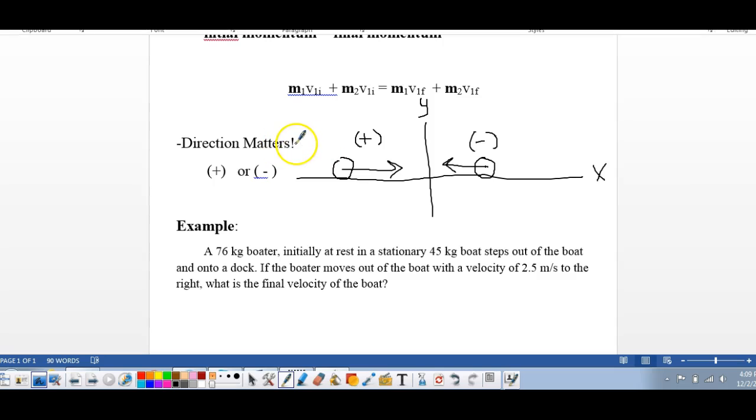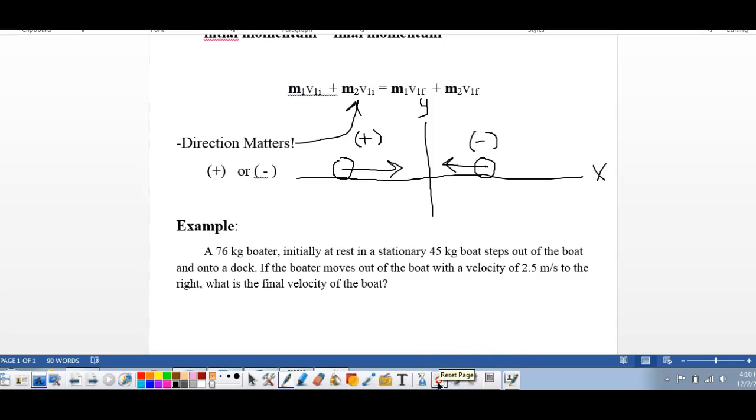And this refers to the velocity, because the mass can't be negative, it's going to be positive no matter what. Unless it's in a black hole or something, I guess. But the direction of the velocity matters. So whenever you're doing these problems, make sure that if they're moving opposite directions, you make one positive, the other one negative. Okay.